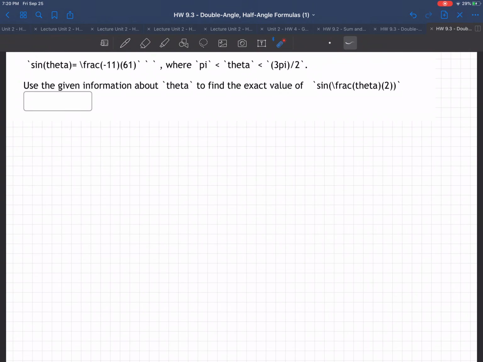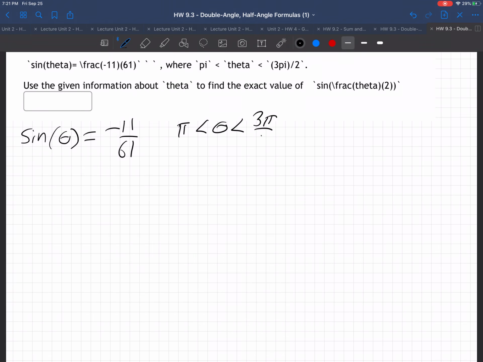Okay, so here we have the sine of theta. Let me write that out so you can see it more easily. They're saying the sine of theta is negative 11/61, and theta is between pi and 3 pi over 2. That's what this is saying. So theta is between pi and 3 pi over 2.